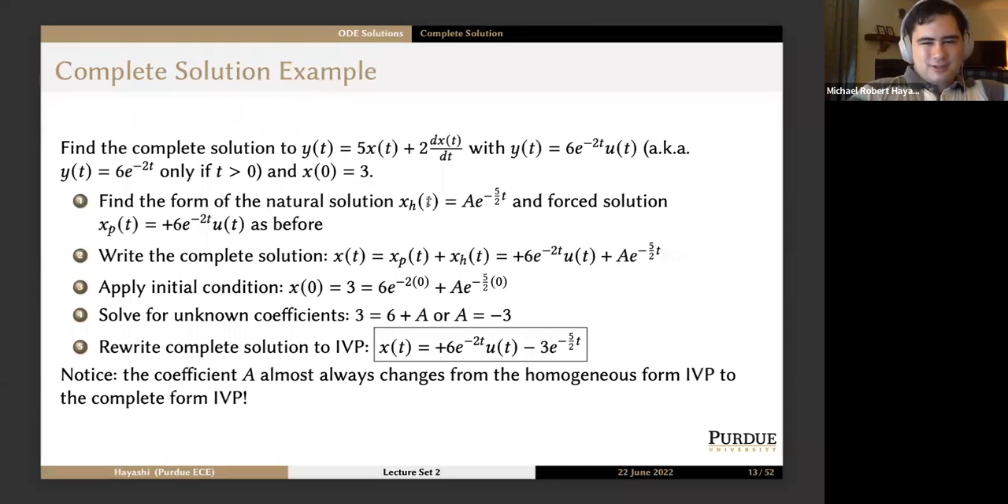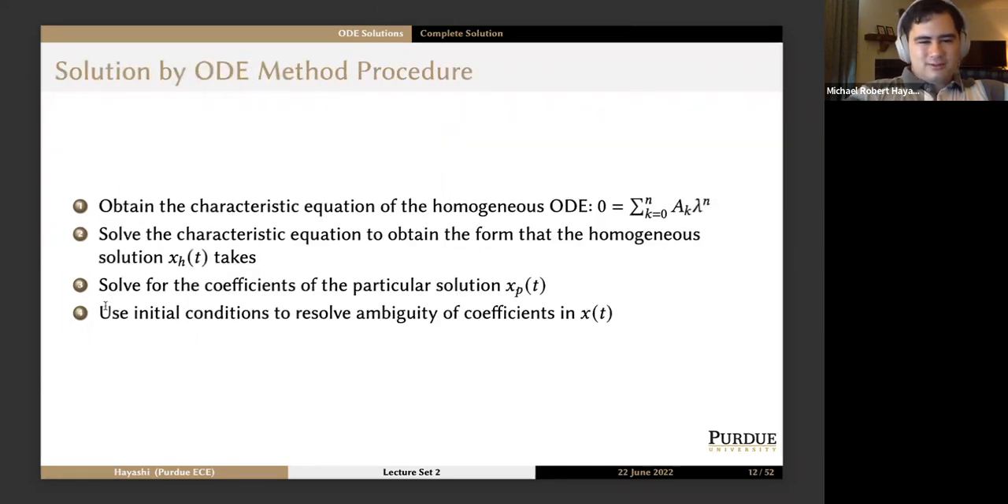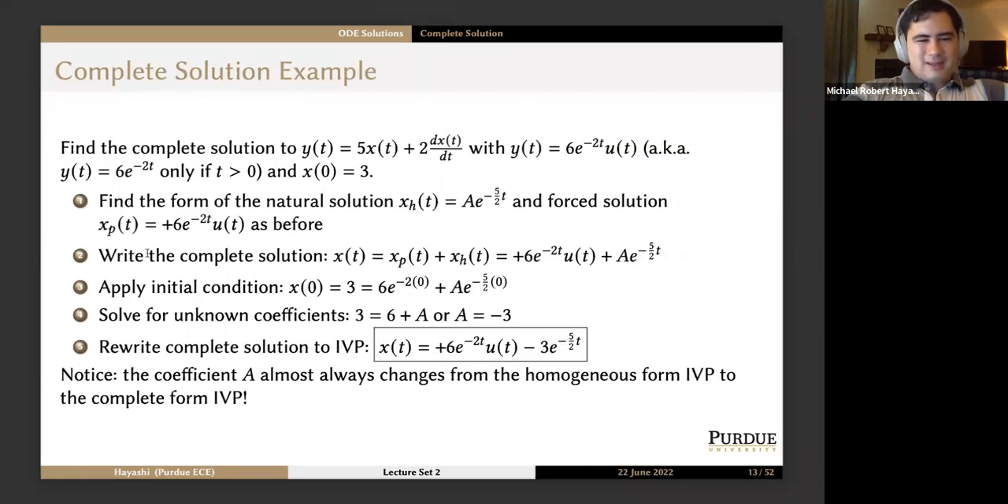So the natural solution is a e to the minus 5/2 t, for reasons that we've covered in the last few slides. And the forced solution is x of p equals 6 e to the minus 2t u of t, as before. Now we do step 4, where we write the complete solution. x of t equals x of p of t plus x of h of t equals 6 e to the minus 2t u of t plus a e to the negative 5/2 t.